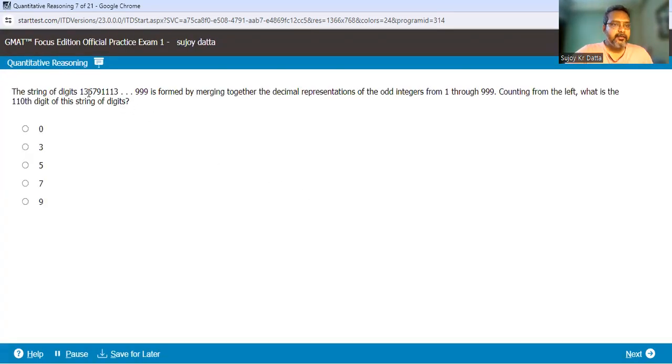The string of digits 13579111315 and so on is formed by merging together the decimal representations of the odd integers from 1 to 999. So that means they are basically written down 1, 3, 5, 7, 9, 11, 13, all the way till 997, 999. That's your number. Counting from the left, so that means this side, what is the 110th digit?